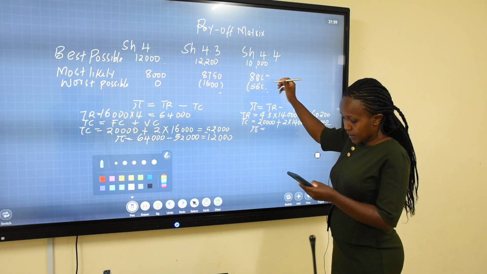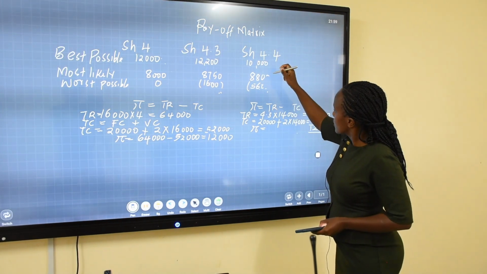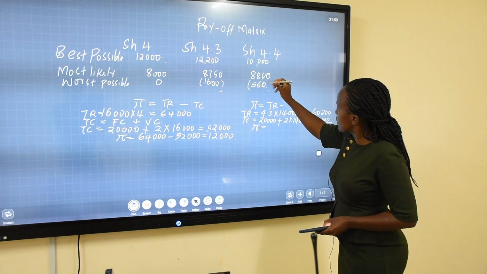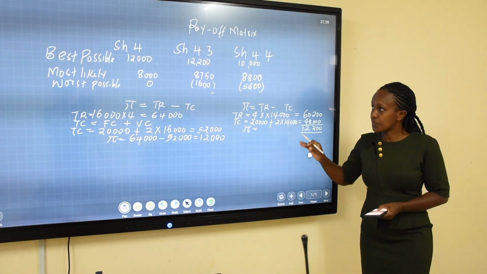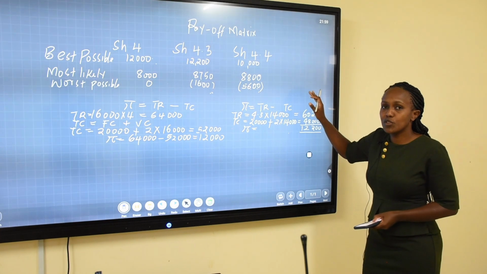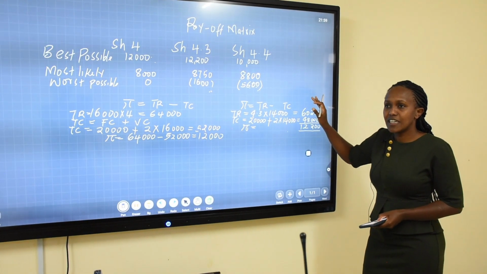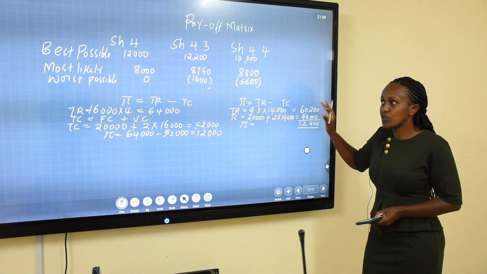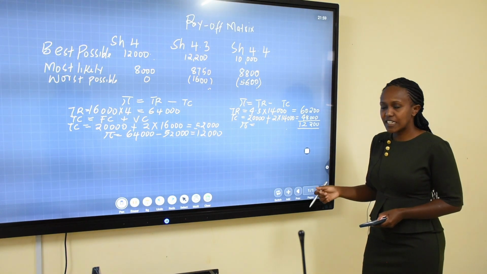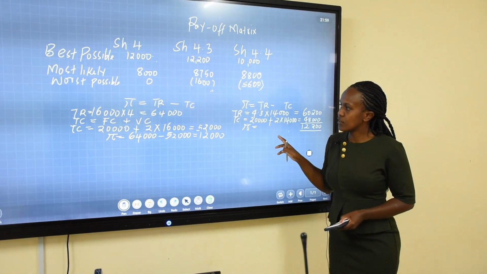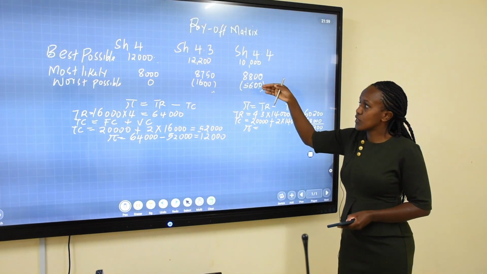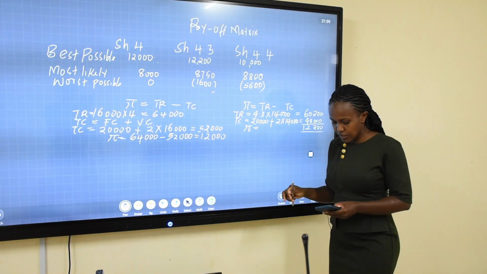Okay, so we had here 8,800 and you have here negative 5,600. So that is our payoff matrix. This is the one you are going to use when deciding on the price to set using the different criteria that we have discussed. So I'm going to delete the data on this line so that we can use the table now to make the decisions.